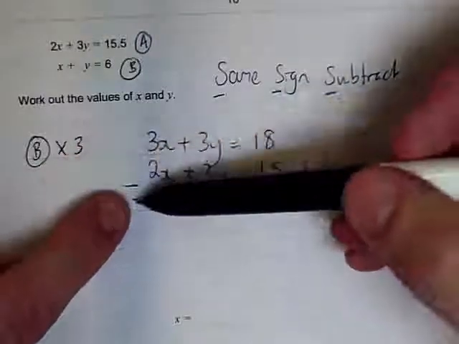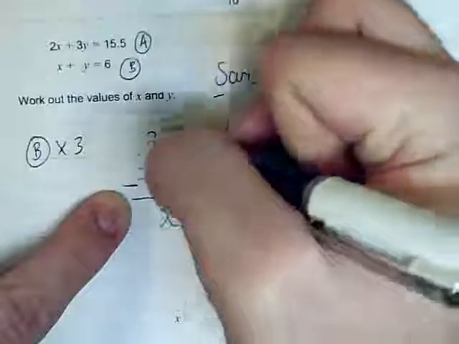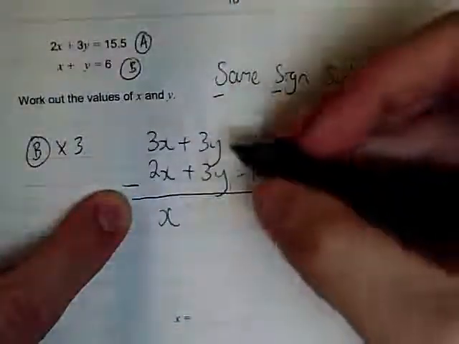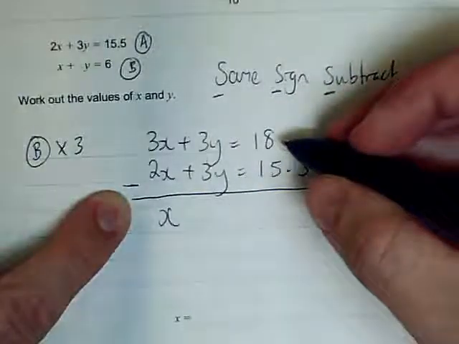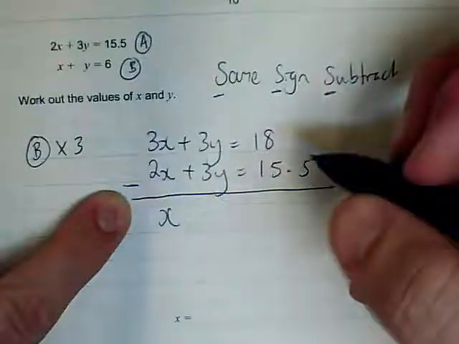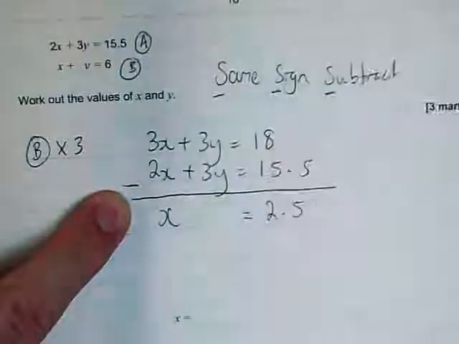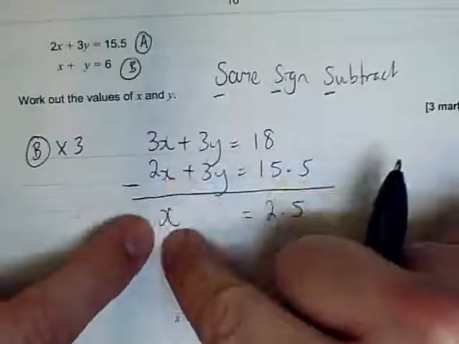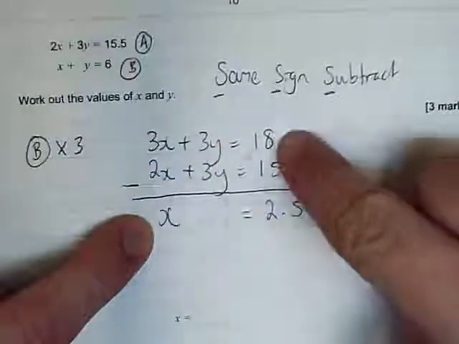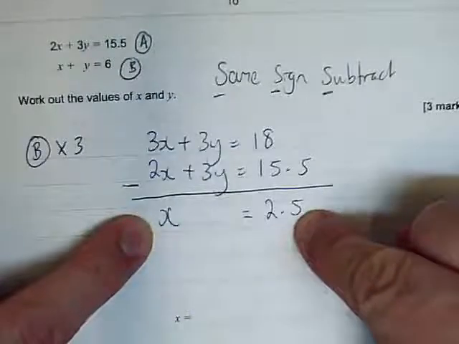So I'm going to do 3 take away 2, which gives me 1. So 3x take away 2x is 1x. 3y take away 3y gives me nothing. And 18 take away 15.5 will give me 2.5. So I've done that, take away that, take away that, take away that. Now I know that x is 2.5.